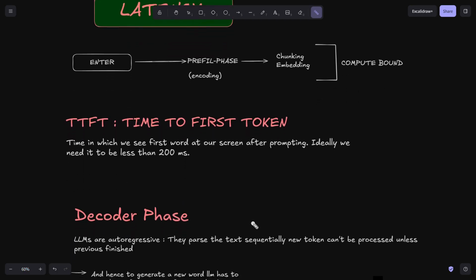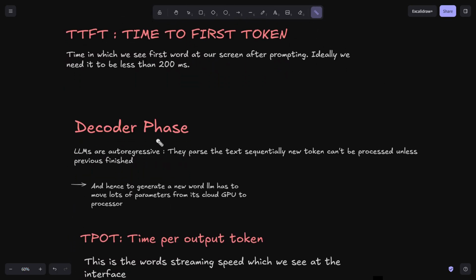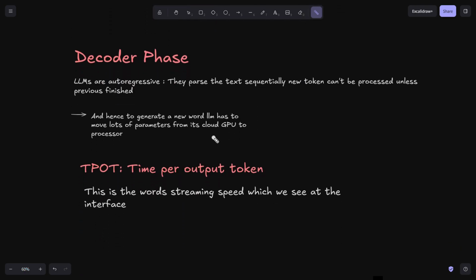Once the model starts talking, it enters the decode phase. Here's the kicker. LLMs are autoregressive. That's a fancy way of saying they can't predict word number 10 until they've finished word number 9. To generate that next word, the model has to move billions of parameters from the GPU's memory into its processors. This gives us our second metric, TPOT, time per output token. That's the streaming speed you see on your screen.